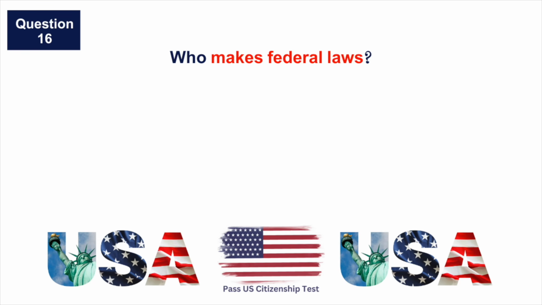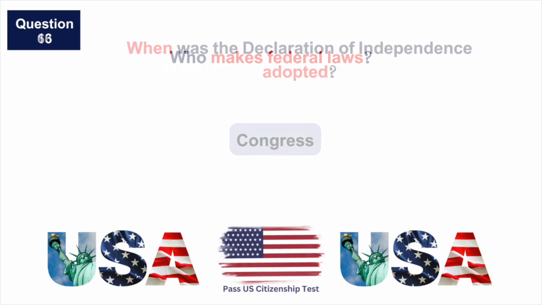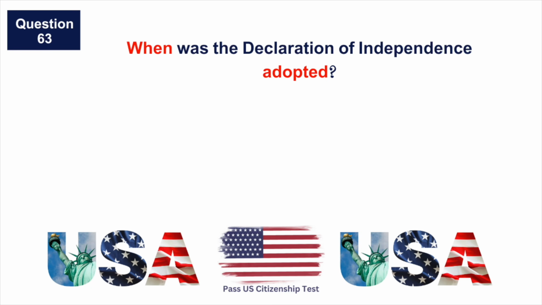Who makes federal laws? Congress. When was the Declaration of Independence adopted? July 4th, 1776.